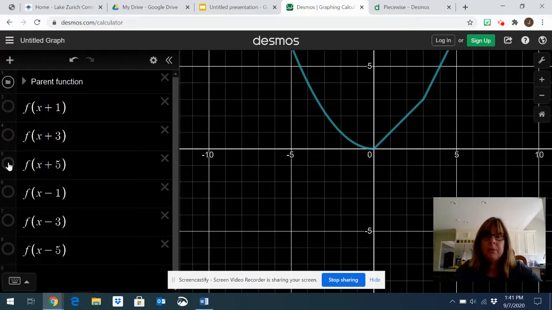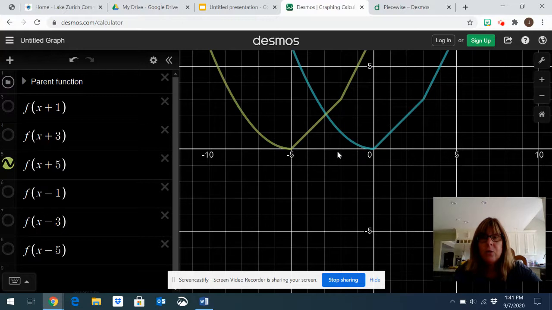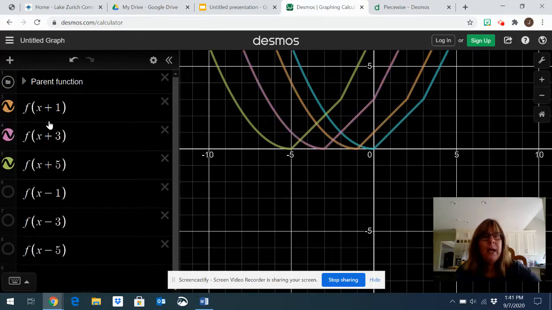Okay, I'm going to turn it on. And it looks like it translated left 1, 2, 3, 4, 5 spaces. Let's check this point up here. 1, 2, 3, 4, 5 spaces. All right, so we saw that if we had an input that said x plus 1, it went left 1, and x plus 3 went left 3, and x plus 5 went left 5.